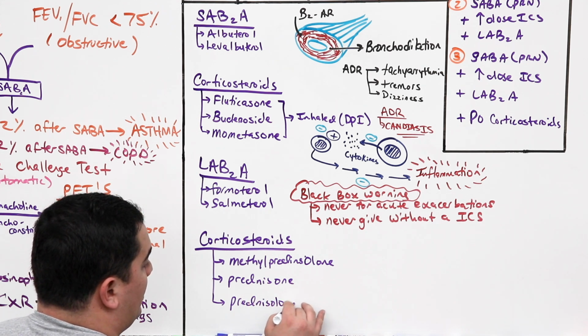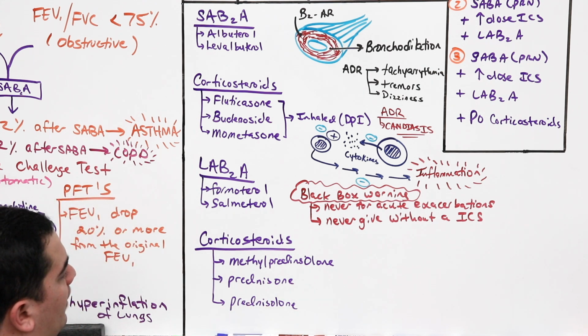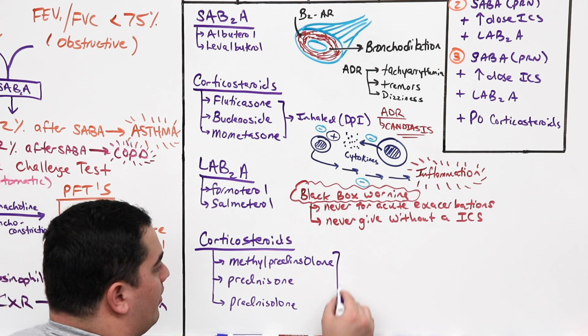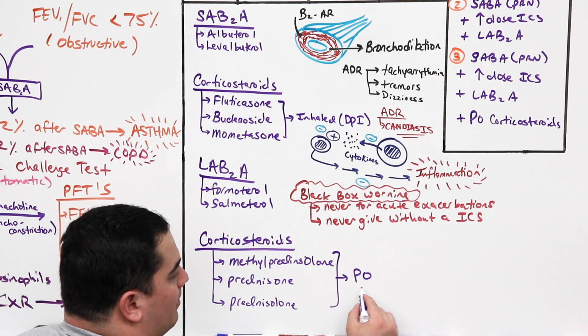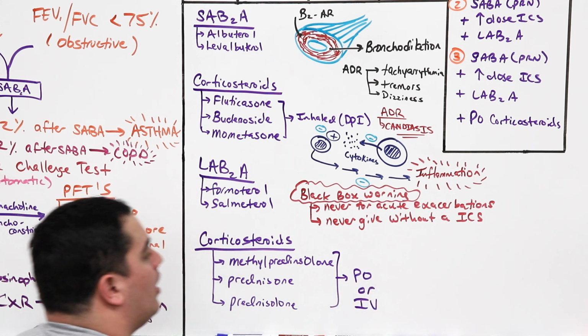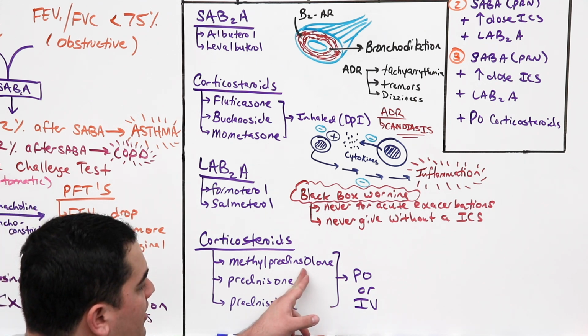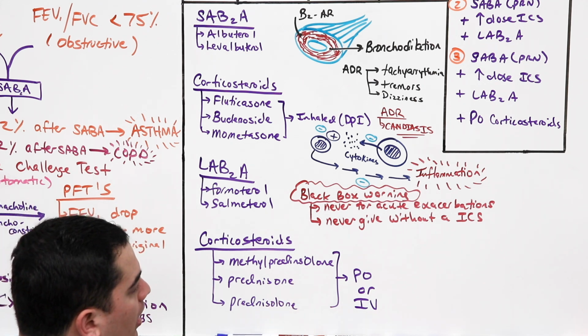Nice thing about prednisolone is this actually can be given in liquid form as well, but generally we're going to give corticosteroids. So again, these can be taken PO. And sometimes you can even give them IV. And we'll talk about when we would kind of resort to that. Particularly IV methylprednisolone and oral prednisolone.